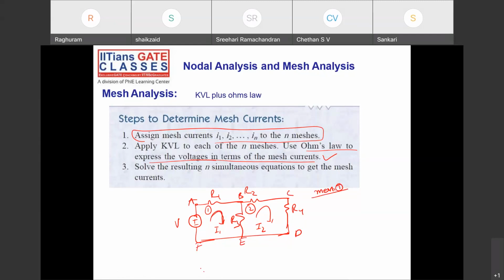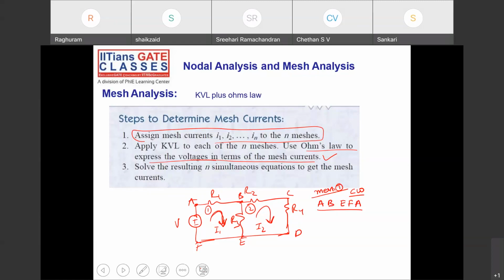One in clockwise and one in counterclockwise is possible; the only thing is you should not get confused. It's always better to follow one nomenclature. I always use clockwise currents. It's better to do this, or I got habituated. So starting from A, B, E, F, and back to A.